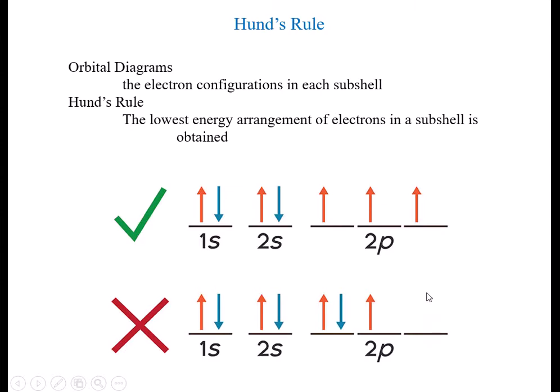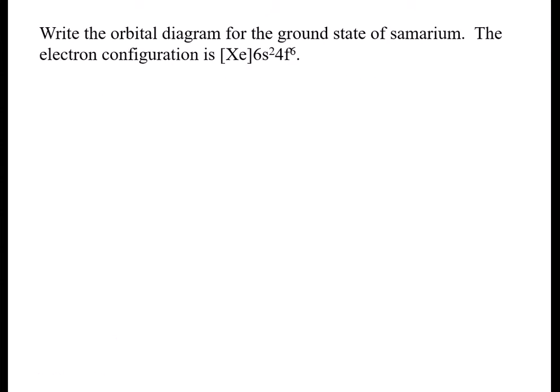So it says write the orbital diagram for the ground state of samarium, Sm, and it gives me the electron configuration: Xe, so that's the noble gas, 6s2, 4f6. So when I'm doing the orbital diagrams, I still have to write down the Xe. Okay. S has how many orbitals?